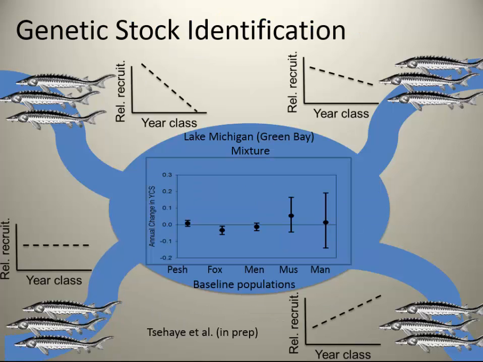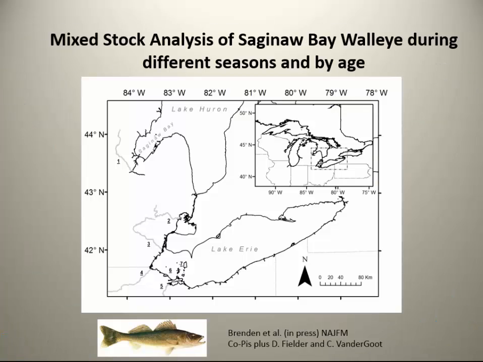And doing that for the stocks that are contributing to the lake mixture, and this is just for Green Bay, we can see here that we have an annual change, either increasing or decreasing in stock contributions and the standard error of those estimates. And so from this length at age and genetic stock identification, we're able to look at trends in mixture compositions as well as whether those contributions of the different stocks are increasing or decreasing. So that was the sturgeon model.